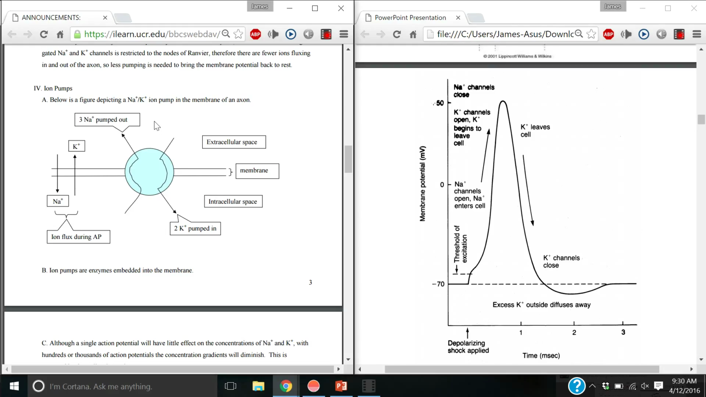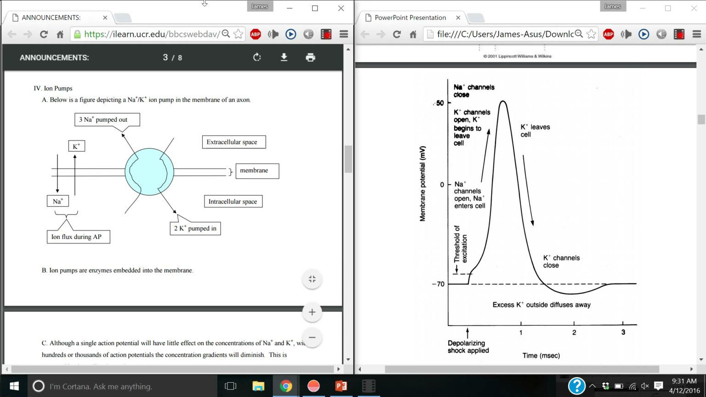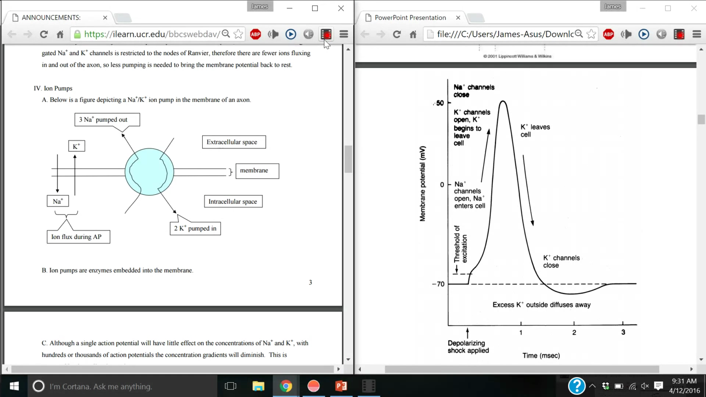I'll go over this quickly next time and finish up action potentials and really get into synaptic potentials next lecture. And I'll also spend some time outside.